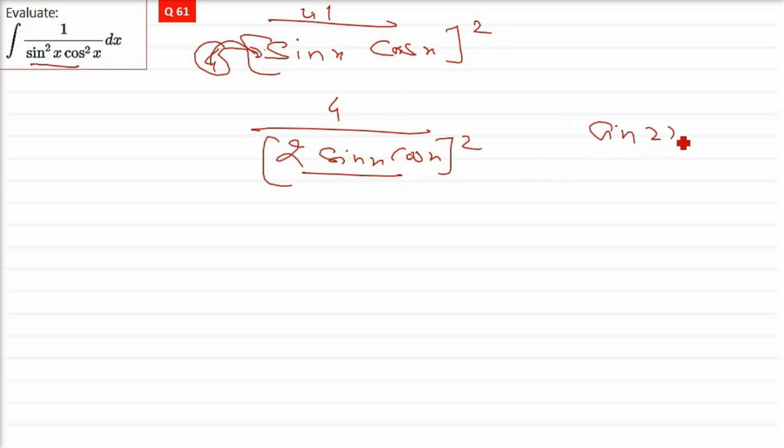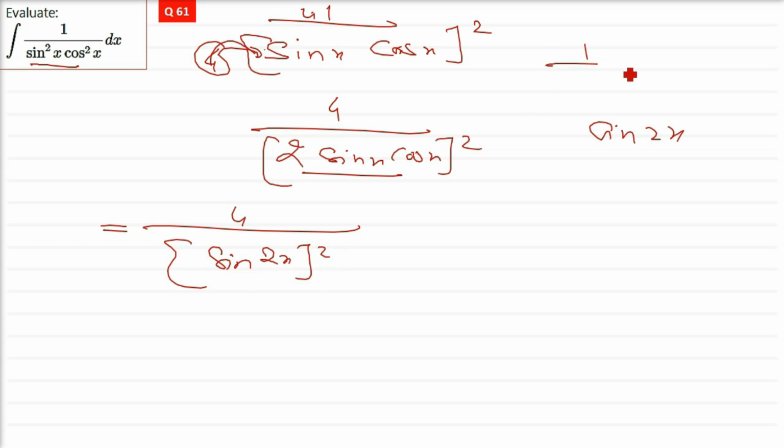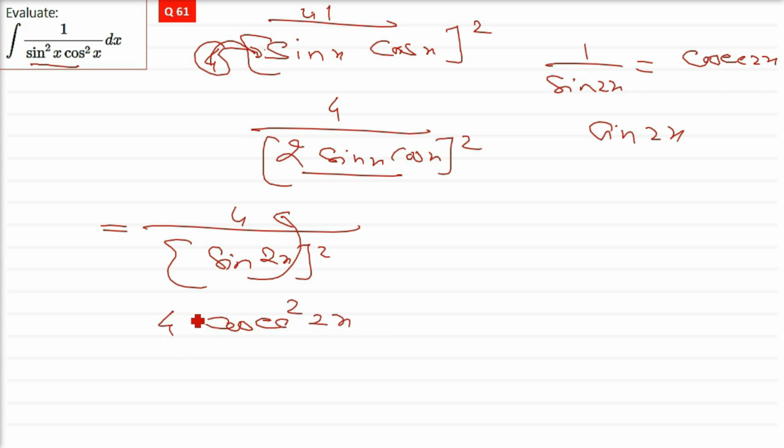So we have 2 sin x cos x whole square, and this 4, actually this 4 is 2 with a square. So 2 sin x cos x is sin 2x. So we have 4 divided by sin 2x whole square. And when it goes upstairs, see, sin 2x is cosec 2x, and sin square 2x will be cosec square 2x. And you know that cosec square theta has a direct integration. 4 comes out, cosec square 2x dx, whatever is inside doesn't matter to us, because we are more interested in minus cot 2x, which will come.